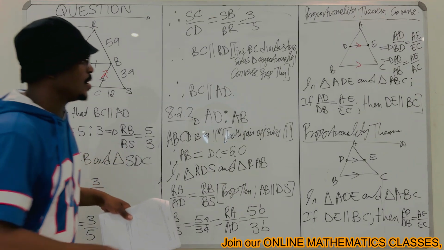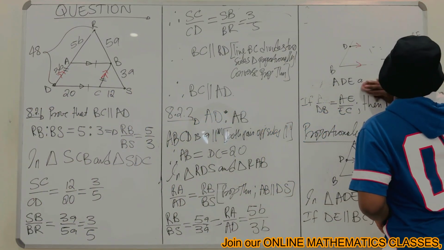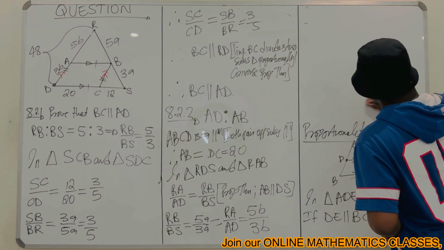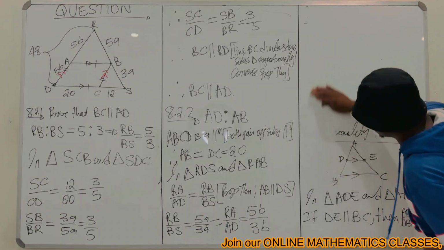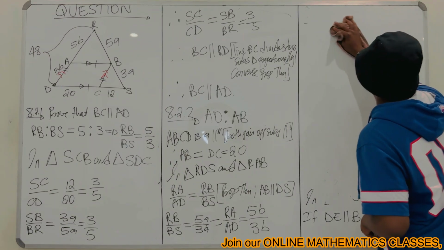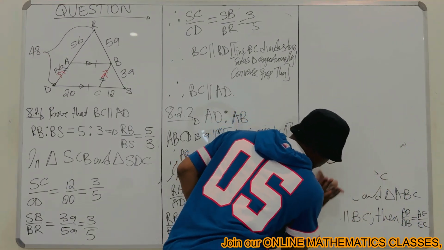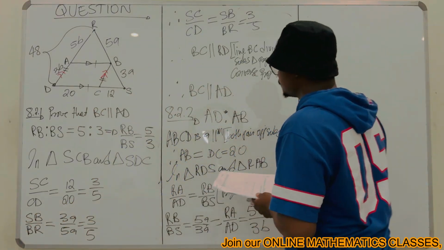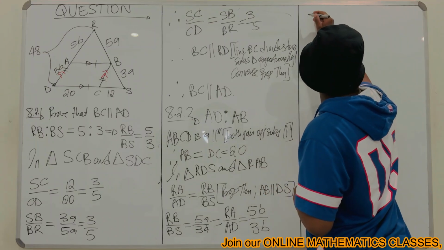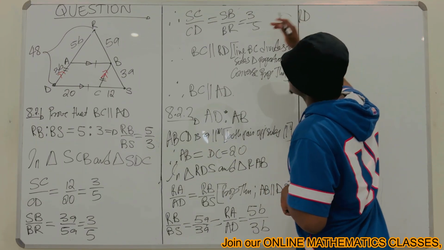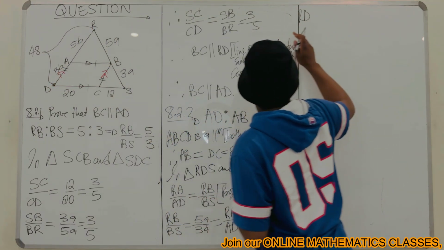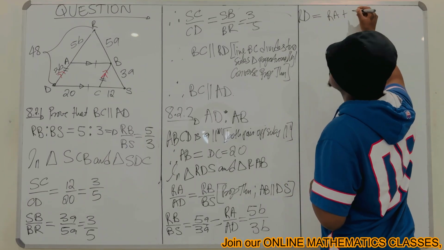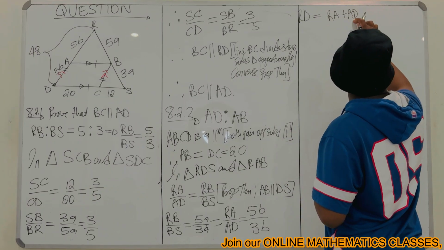So I'm going to clean maybe the top part here. Maybe I can clean the entire thing, but I'm not sure what I'm going to need. Yeah, let's clean the entire thing, because I think we're nearly done here. Okay, so look what is happening. Look at your RD, which is this entire length here. RD is equal to RA plus AD, which is what we want.